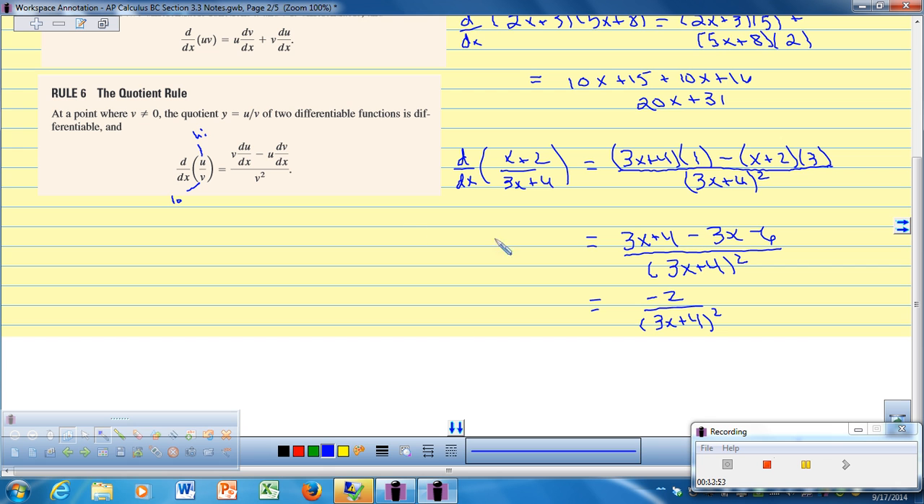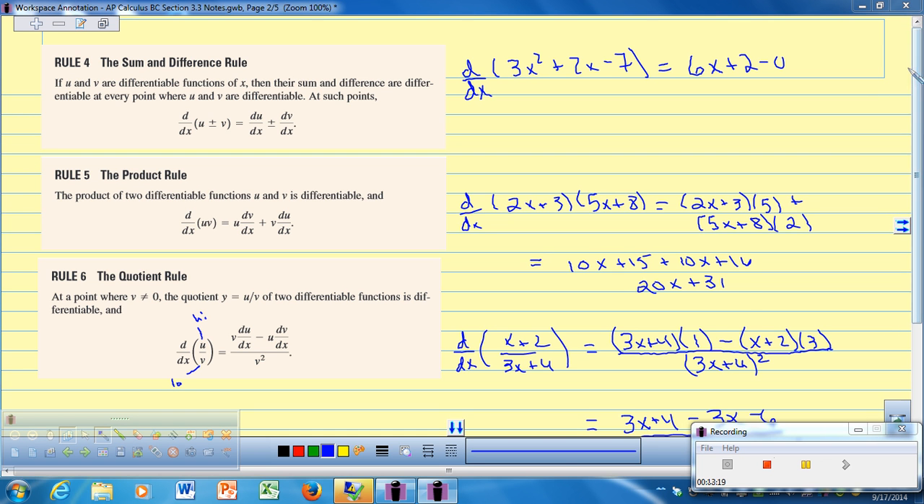So, those are our 6 rules. And some key examples I'm going to put on the next page. I am not going to put voiceover on that page. I'm just going to give you the examples that you can look at and use as a guide and some helpful hints. And that finishes our video for section 3.3, our first look at differentiation rules.